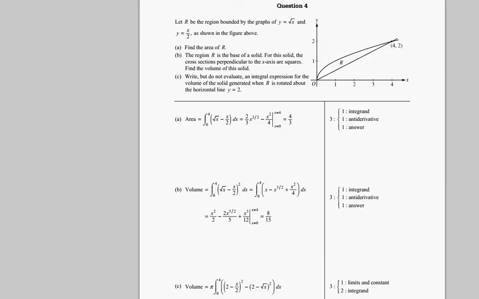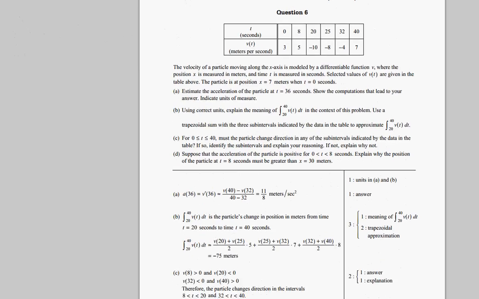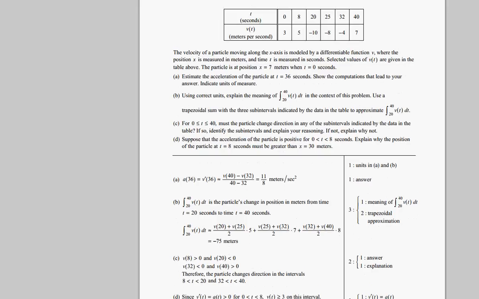All right, let's talk about question 6, which is this question that deals with motion along a line. And they give you some values for time and velocity, okay? So part A is saying estimate the acceleration of the particle at 36 seconds. Obviously you don't have a 36, that will usually happen. And so you want to find the derivative using the 32 and the 40 timestamps.